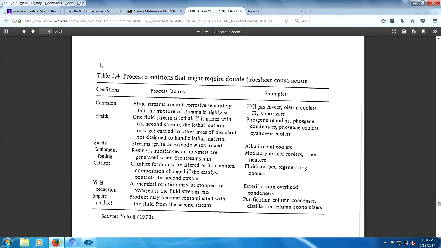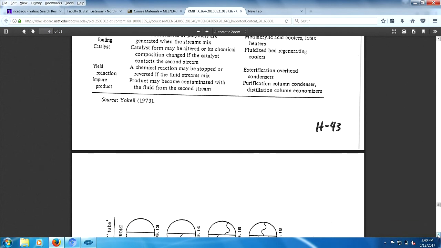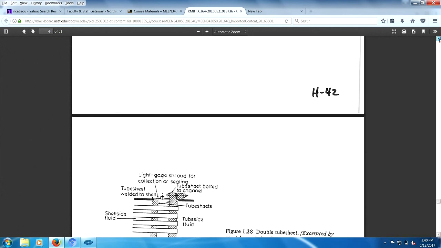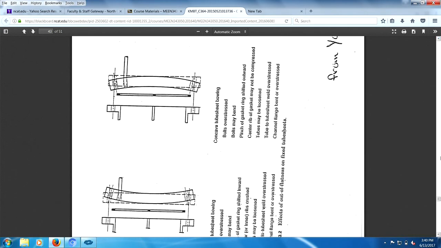You don't want the possibility of these streams mixing. And look at this. By Job, look at that. We got the source of Yodel 1973. Okay, moving right along. Double tube sheet bending.